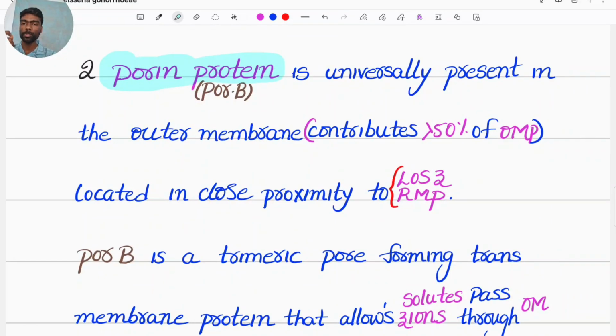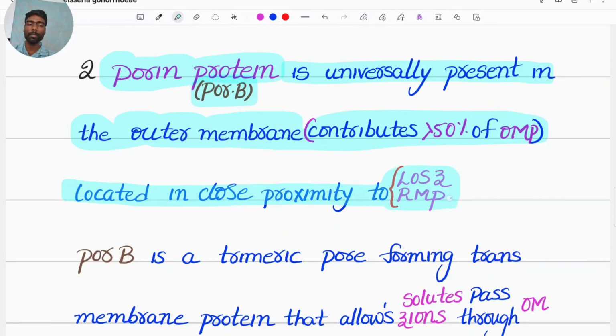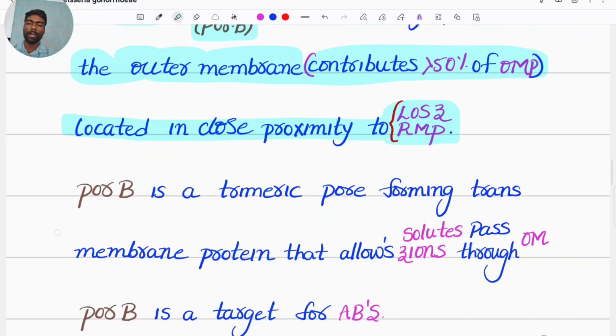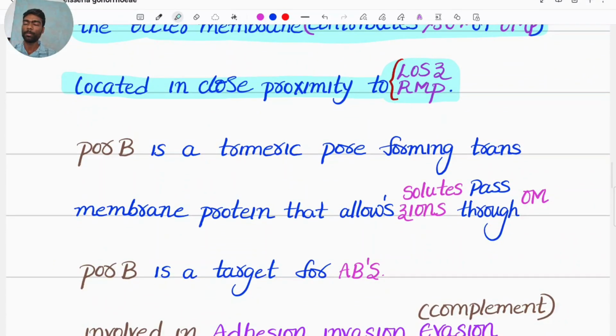In the name itself it's there, it forms pores. It is nothing but PorB protein. It is universally present in the bilayered outer membrane. That means it contributes to more than 50% of outer membrane proteins, located in close proximity to lipooligosaccharide, and is a reduction modifiable protein. What is the structure of this porin forming protein? Pore forming protein, trimeric pore forming transmembrane protein. It means it crosses the membrane, transmembrane, pore forming. It forms a pore in the outer membrane. Trimeric structure. It has three structures attached forming a pore that allows solutes and ions to pass through the outer membrane.